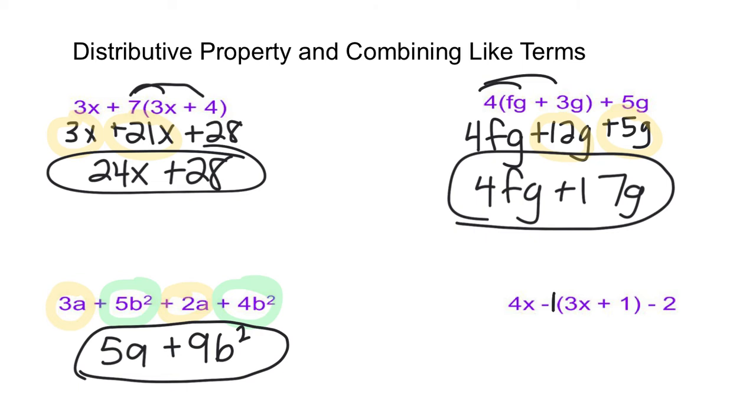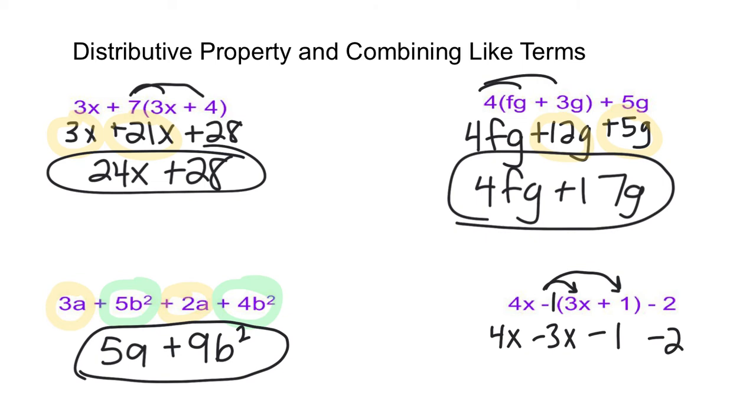So I'm going to multiply a negative 1 times 3x and a negative 1 times positive 1 to do the distributive property part of that. So the 4x that's in the front and the negative 2 in the back don't get used. They're just going to come down as a part of our next step. So 4x comes down, negative 2 comes down. I'm going to multiply the other. So negative 1 times 3x is negative 3x. Negative 1 times positive 1 is negative 1.